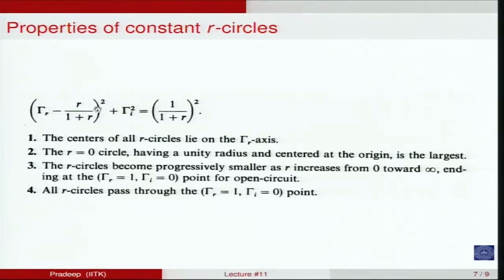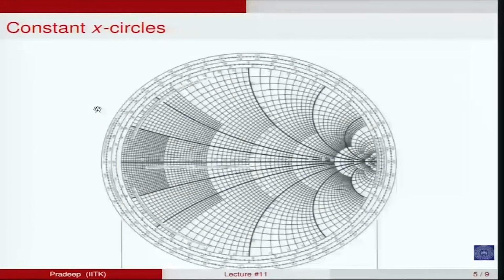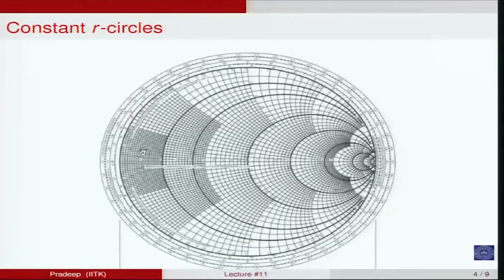Therefore, all of the centers for the constant r circles are located between the origin and (1, 0) on the real axis. Moreover, and this is very crucial, all the r circles pass through the gamma_r equal to 1, gamma_i equal to 0 point, which is the open circuit point. If you are not convinced, you can take a look at the constant r circles. Every circle is passing through this right side point where gamma_r is equal to 1 and gamma_i is equal to 0, corresponding to open circuit.